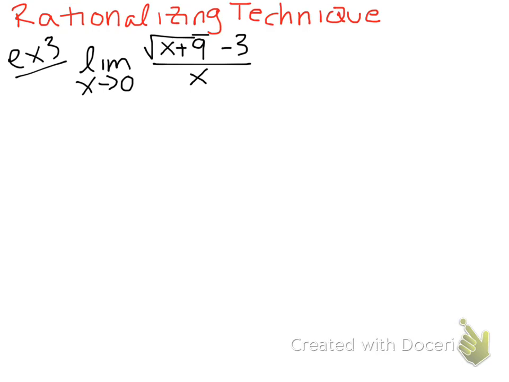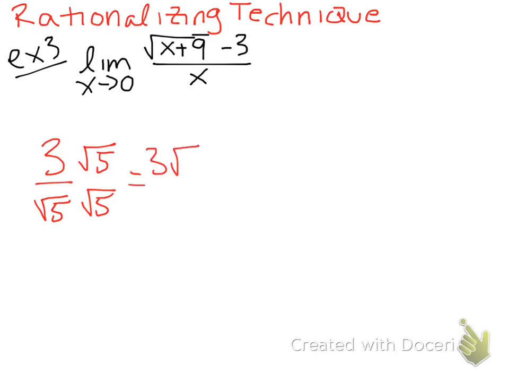Now, if I was to give you a problem like 3 over the square root of 5, we're not allowed to have a radical in the denominator, so we would multiply the top and bottom by the square root of 5 and have an equivalent fraction just written in a different form. We're going to do something similar here, but this time the radical's in the numerator, so we're going to rationalize the numerator.